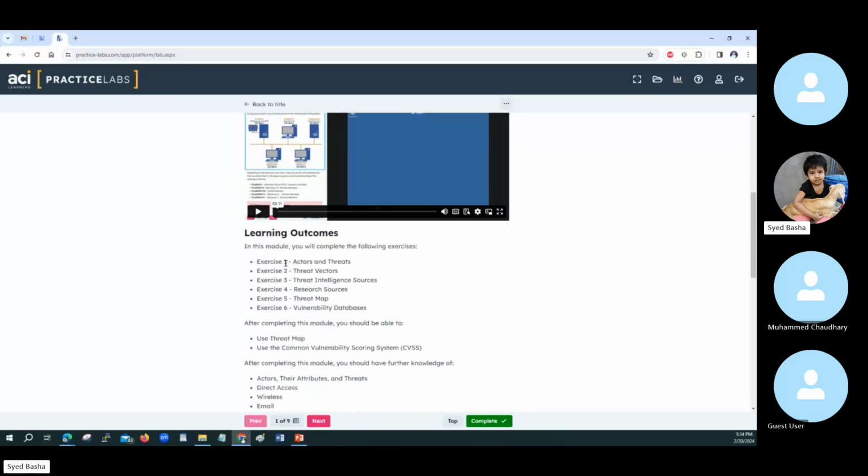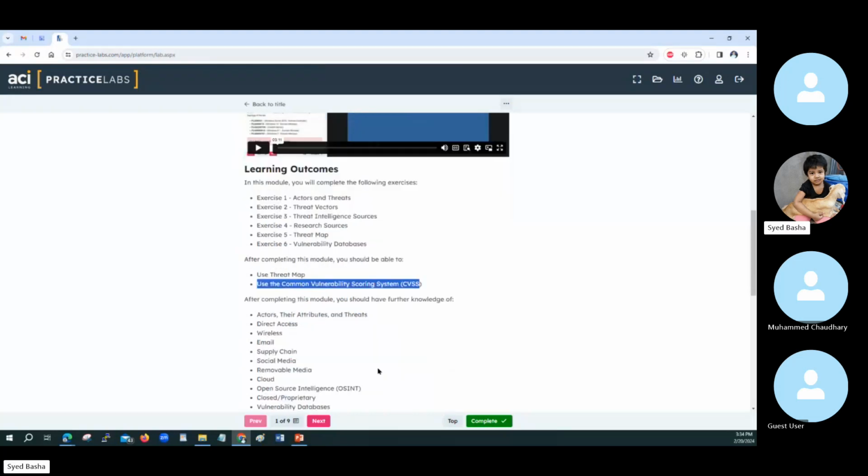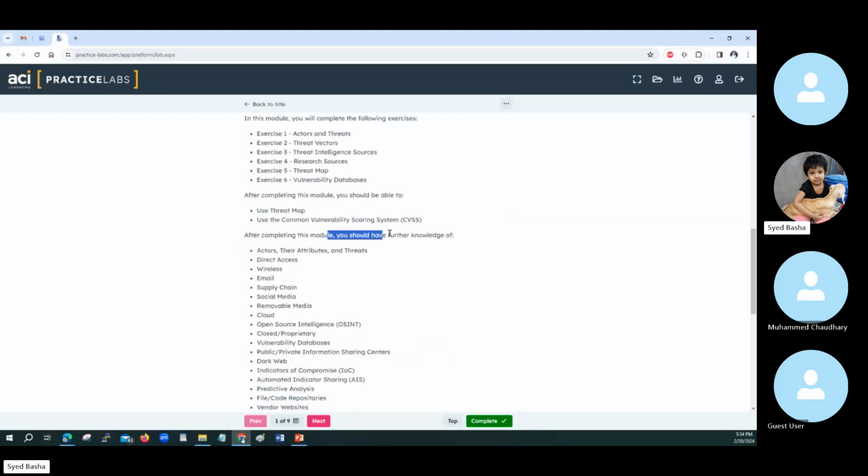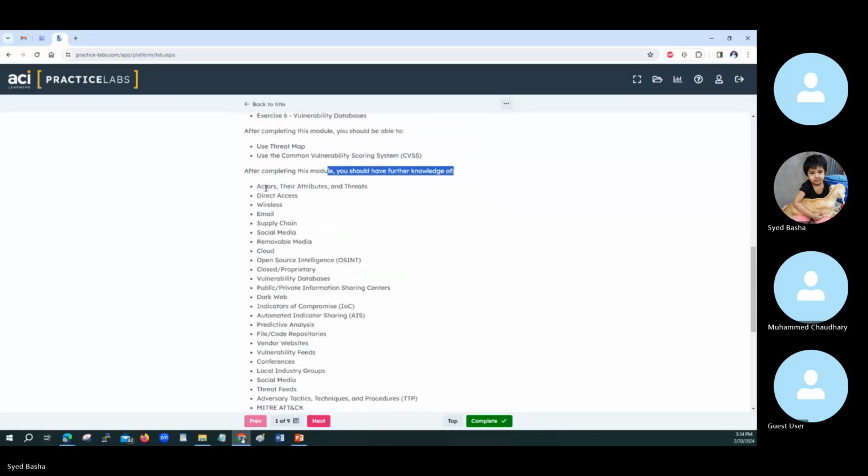So what are the exercises? You will learn about actors and threats, threat vectors, threat intelligence sources, research sources, threat map, and vulnerability database. After completing this module, you use the threat map, and you are also able to identify what the CVSS is. You should have further knowledge of the actors, their attributes, and threats: direct access, wireless, email. You remember, these are all the things that we have seen. Supply chain, social media, removable media, cloud, and OSINT.